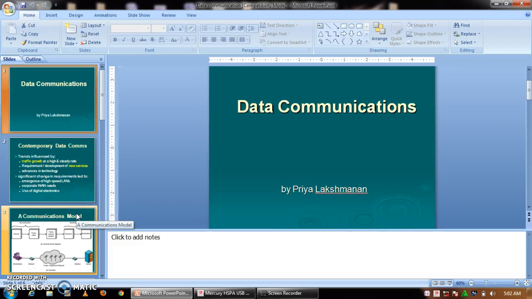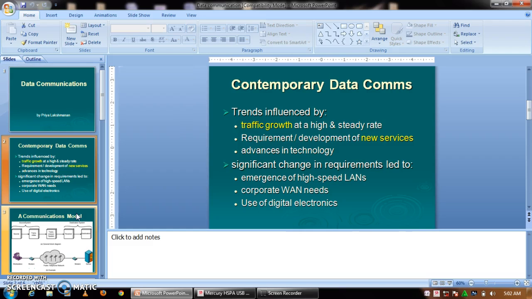So today we're going to see about data communications in high-speed networks. First, we're going to see that effective and efficient data communication and network facilities are vital to any enterprise. That is contemporary data communications.